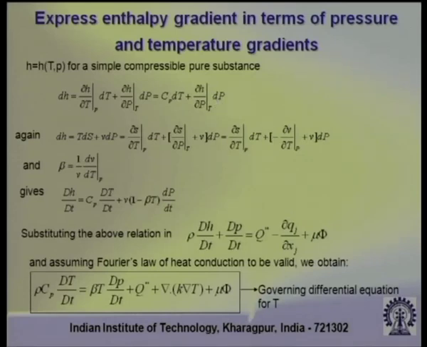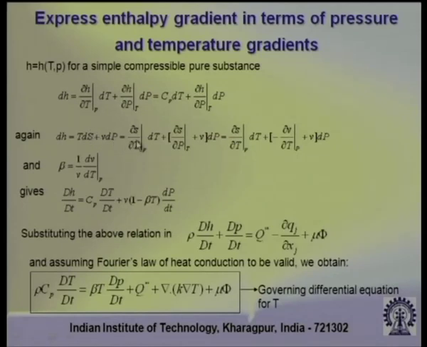Now, we are using the thermodynamic relationship TdS equal to dH minus VdP. It is a property relationship, so it is valid no matter what kind of process you are considering. If we use this TdS equal to dH minus VdP, we can write dH equal to TdS plus VdP, and we are expressing the entropy S again as a function of temperature and pressure.